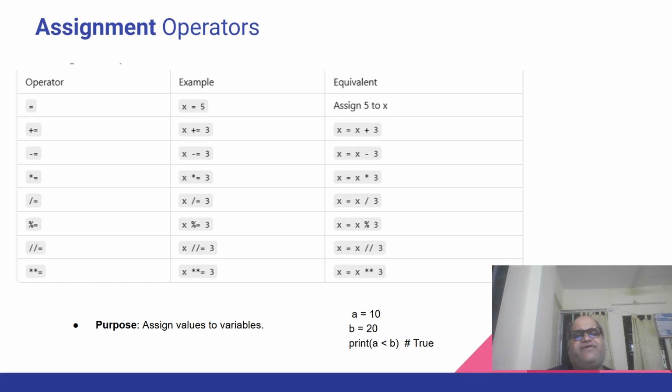And what will be the value of x now? 8. x minus equal to 3 will be equivalent to x is equal to x minus 3. So it will give the value back to 5. Then multiply by 3, 15. Divide by 3, again 5. Modulo 3: 5 modulo 3 will have a remainder of 2. Then floor division, you will get 1. And if you do exponentiation 3 times, you will get 125.